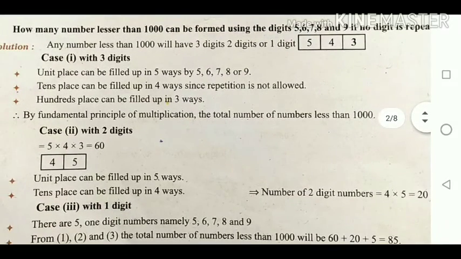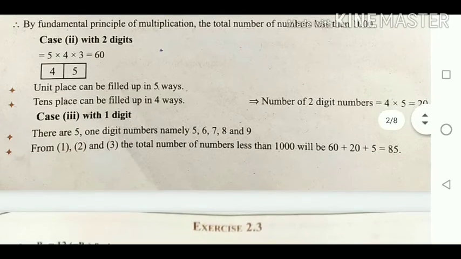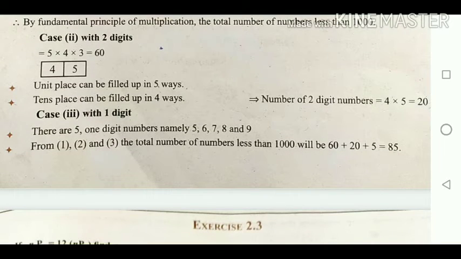First understand the sum question well, then only it is easy for you. The question is about numbers less than 1000. That can be done in 3 cases: one is the 3-digit number, another is the 2-digit number, and the third is the 1-digit number. So these numbers, after multiplication, are added. We get the answer 85.